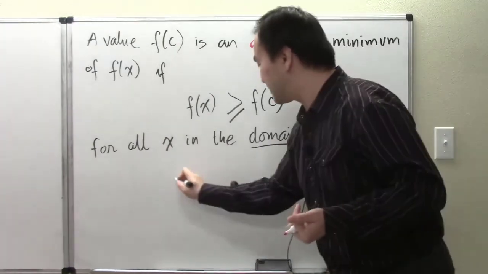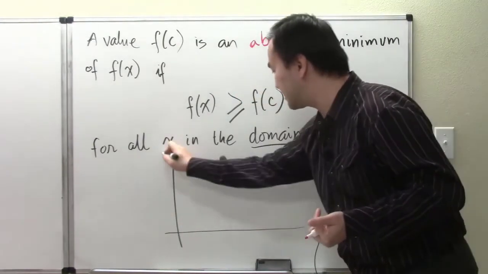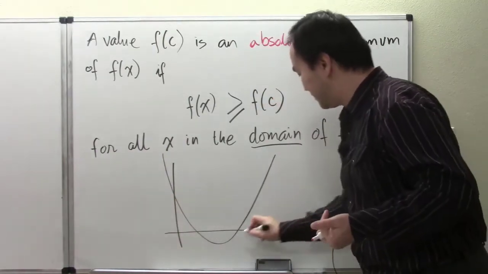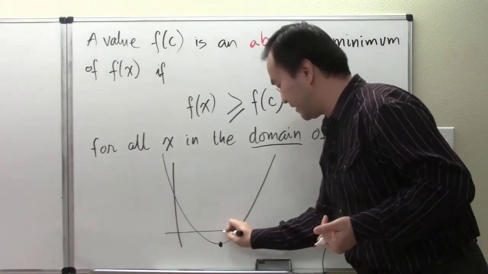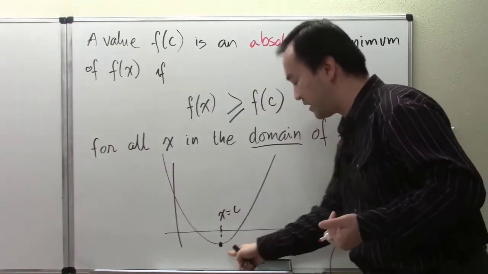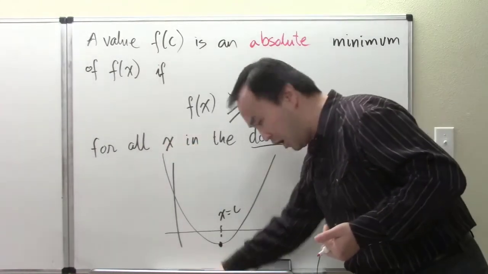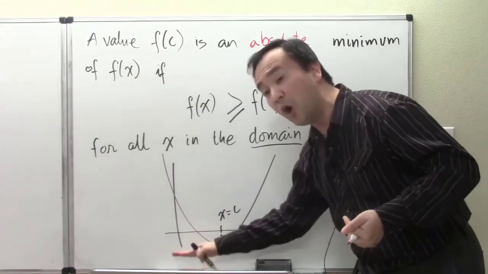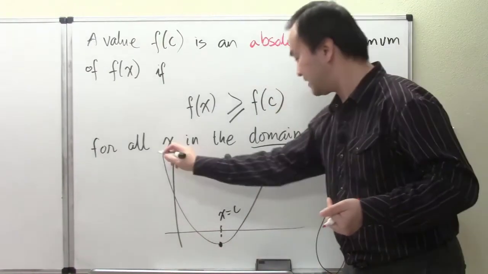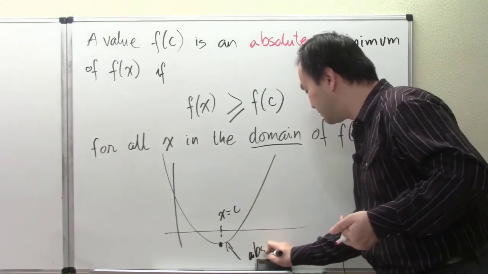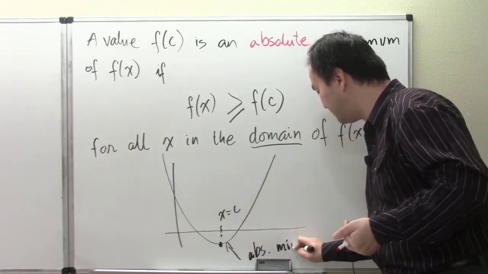Just like that, we can have a function that has an infinite domain like this. But if there's a point x equals c where, throughout the entire domain, this is the lowest value it can get, nowhere lower, then that point here is called an absolute minimum.